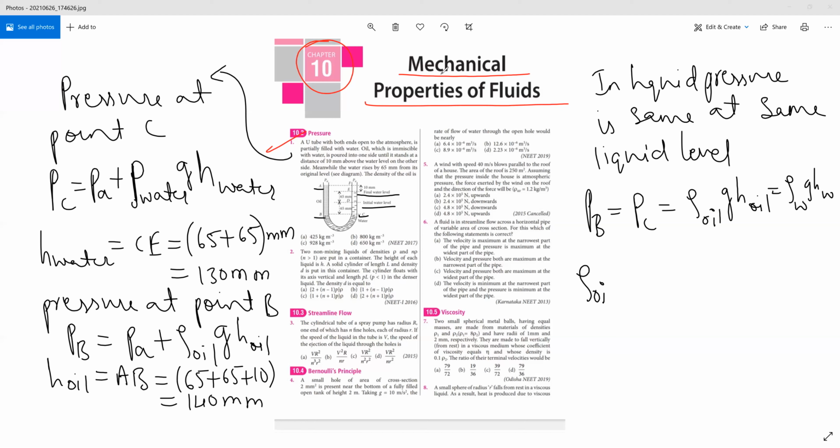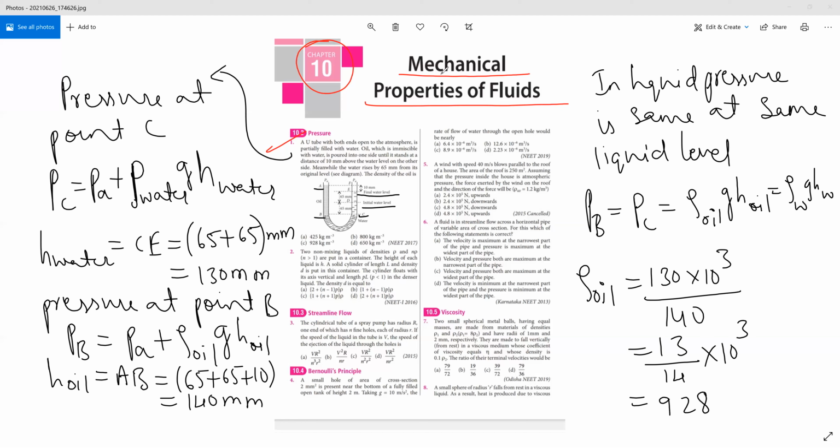So by using this, we are going to calculate density of oil is equal to 130 into 10 to the power of 3 divided by 140. So after simplification, we are getting 13 divided by 14 into 10 to the power of 3. So when we simplify this, we are getting 928.57 kg per meter cube. So here, this is the density of oil. So when we observe all these four options, the right option is C. That is 928 kg per meter cube.